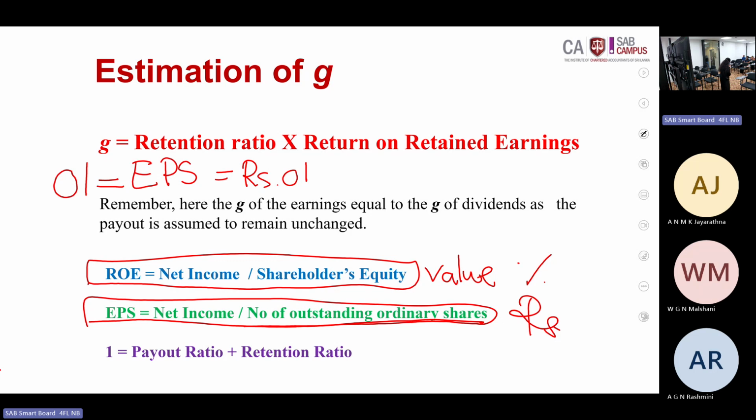When we make a payment for this dividend, we call that ratio the payout ratio. We are paying from the company to the outsiders, payout. 1 rupee earned, and the payout is 60%. So how much are they going to segregate as a dividend for one share? That is 60 cents.